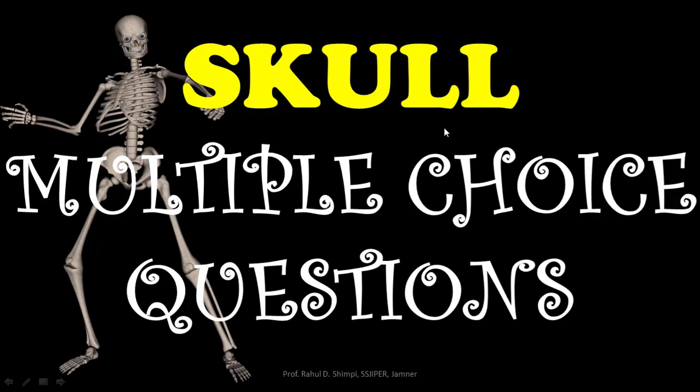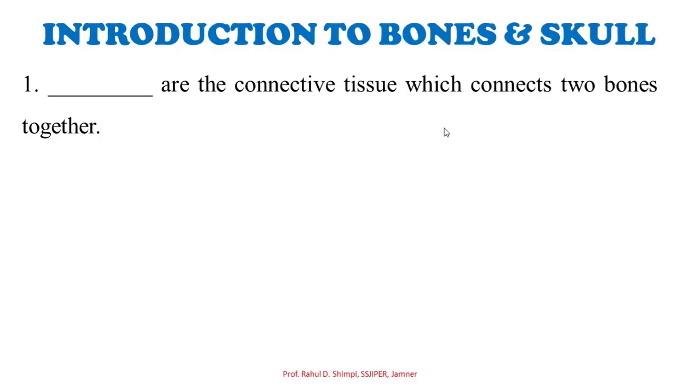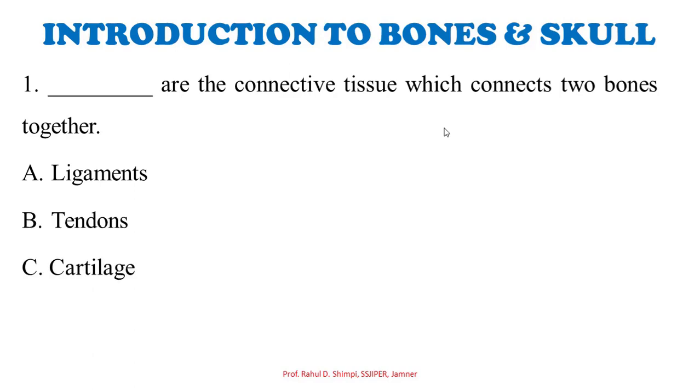So without wasting our time, let us move to the very first multiple choice question related to the introduction to bones and skull. The first question is: dash are the connective tissue which connects two bones together. Option A ligament, B tendons, C cartilage, D skeletal muscle.